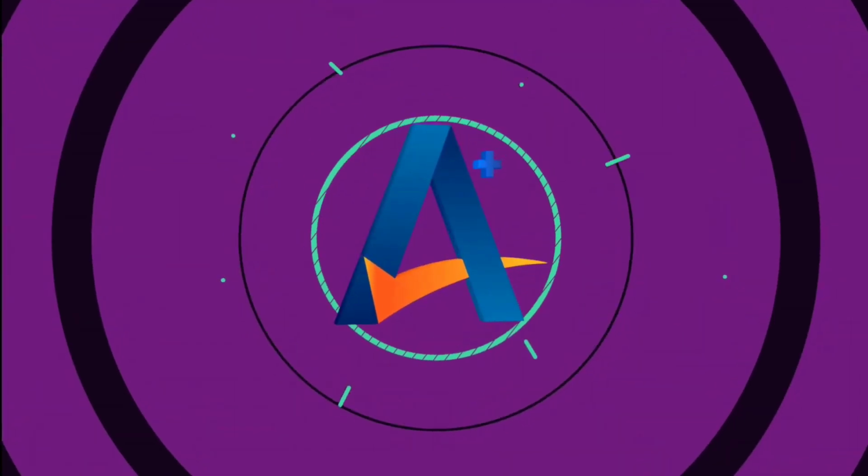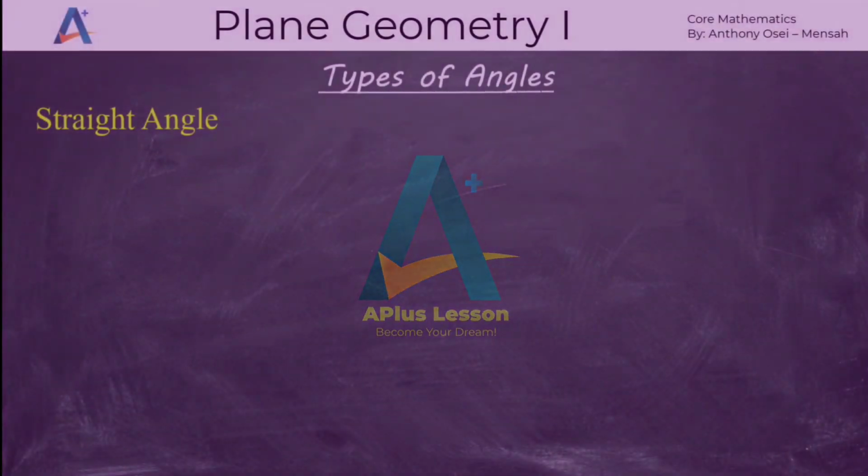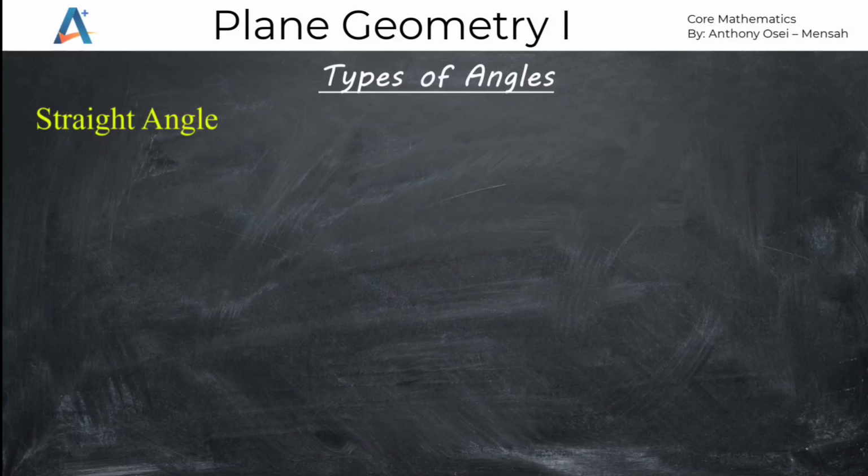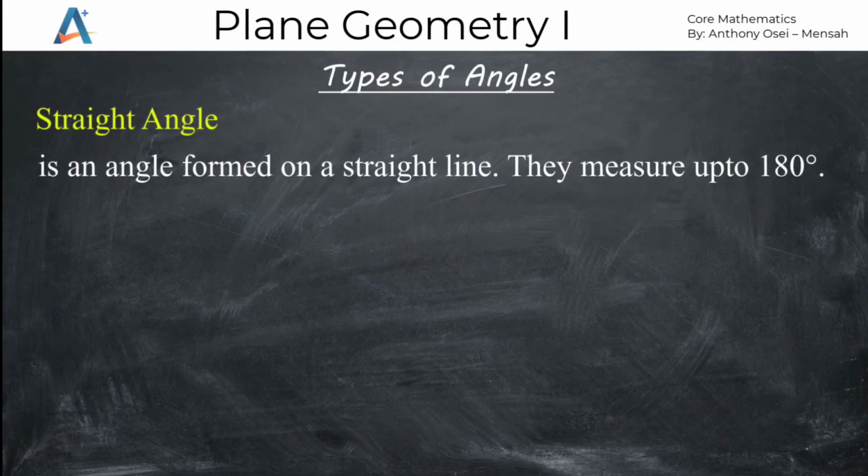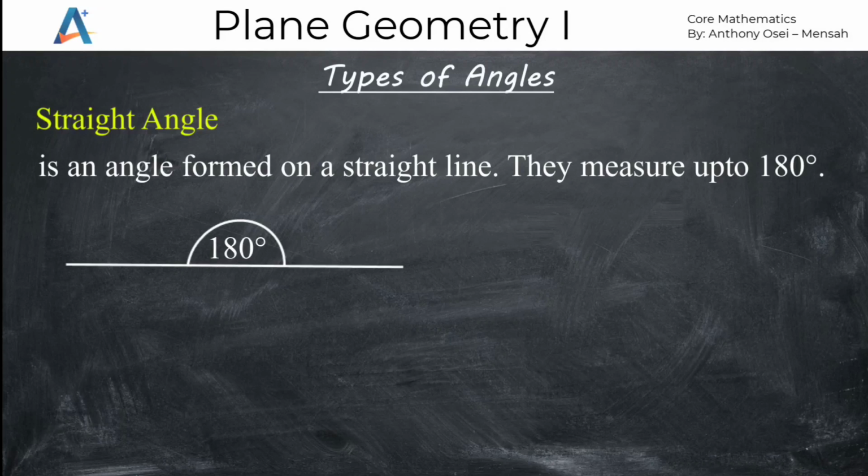The fourth type of angle is called a straight angle. Now, a straight angle, as the name goes, is an angle formed on a straight line. So another name given to straight angles is straight line angles, or angles formed on straight lines. Straight angles measure 180 degrees. So if you have a line like this, it means that the measurement of the angle on the line is 180 degrees. So this is a straight angle.